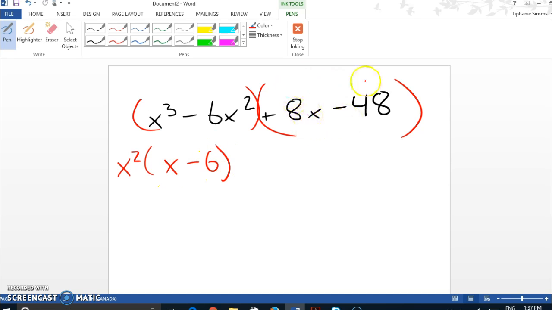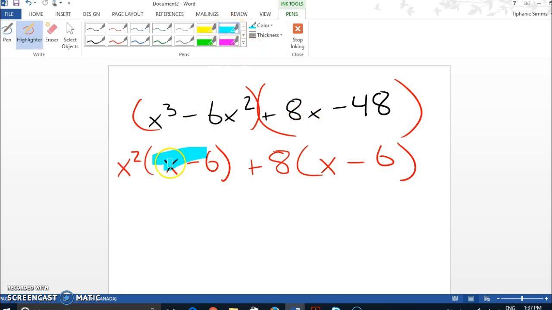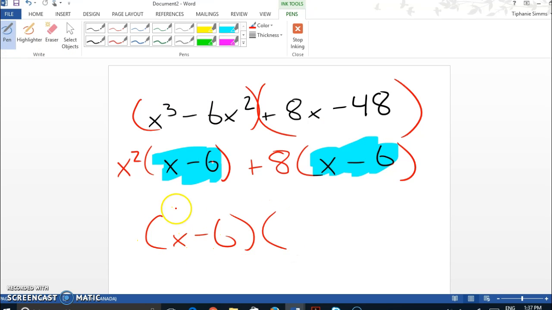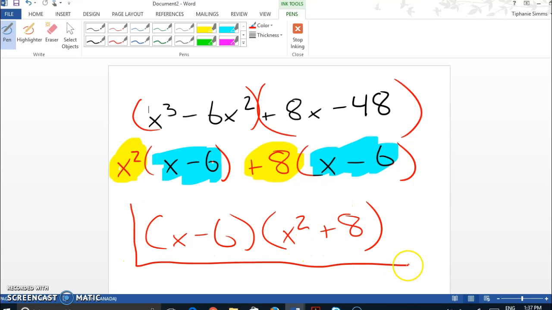I'm going to look over here. I'm going to pull out an 8. So plus 8. That's going to give me x minus 6. A quick check when you're doing these, make sure you have the same thing in both brackets, which I do, and then we can do the little shortcut. X minus 6 is our GCF, so I can write that once, and then I can just put the other 2 terms, x squared plus 8, in the second set of brackets, like that. And there we go, factored completely.